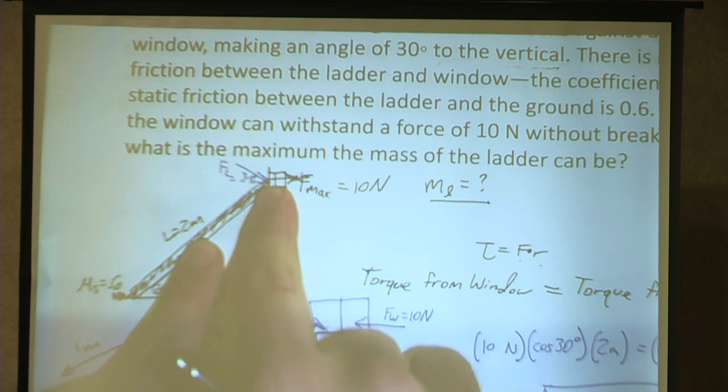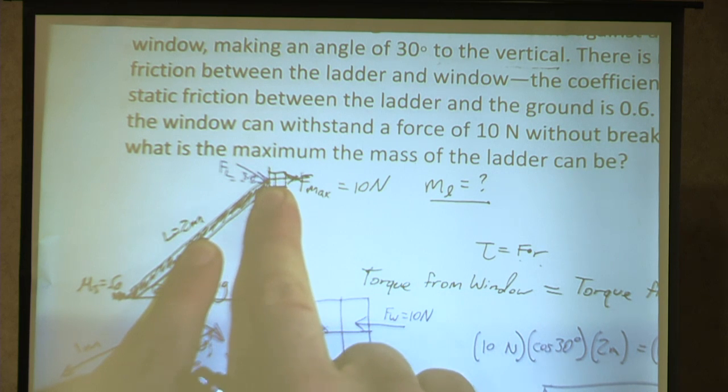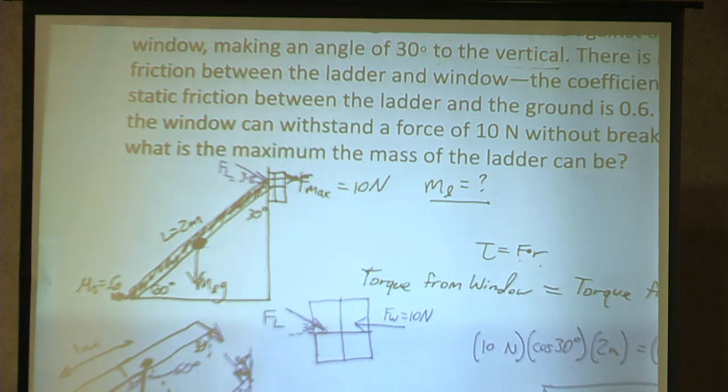Does that make sense? Yeah. So when we're analyzing it from the torque produced by the ladder, we take the 1 meter because of the weight, but we use the 2 meters in the torque from the window because it's like the full hinge of the ladder. Exactly, because it's the full hinge of the ladder.